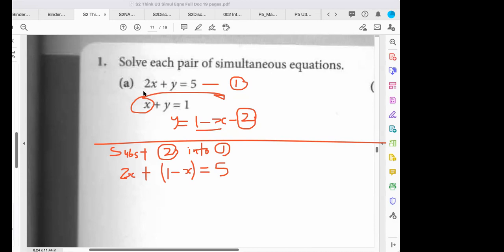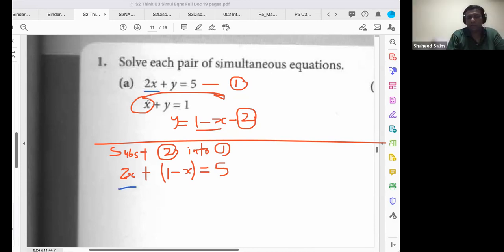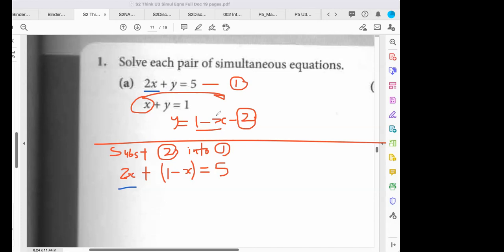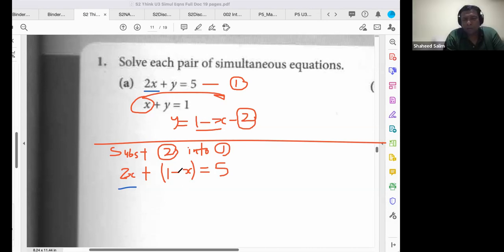You see, 2x is the same thing here. Y, I put the value of y here, inside here. 5 is 5. Equal is equal. Can you see everything is the same as equation 1? Only the y, I use the value here. Okay, so now once I do that, we have only x. There's no more y. So I remove the bracket. 2x plus 1 minus x equals 5. Can you see now? I can solve now.